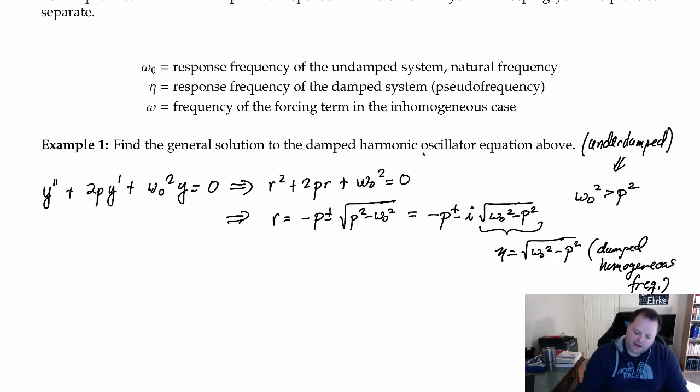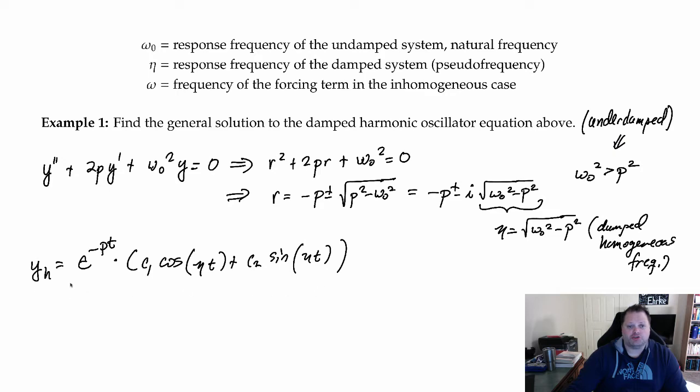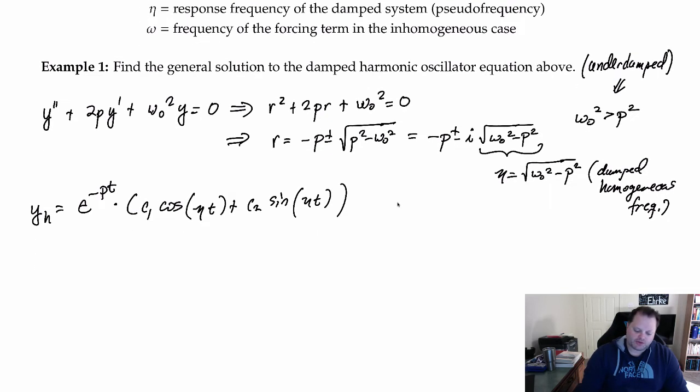Okay, with that in mind, what we can then write down is our homogeneous solution: e to the minus pt, which is coming from the real part of the root. That's the exponential here. Then we would have a complex exponential, but we take its real and imaginary parts, and we get C1 cosine eta t plus C2 sine eta t. So this is what we have going on for our homogeneous solution. Now, to find the particular solution, we're going to use exponential response.